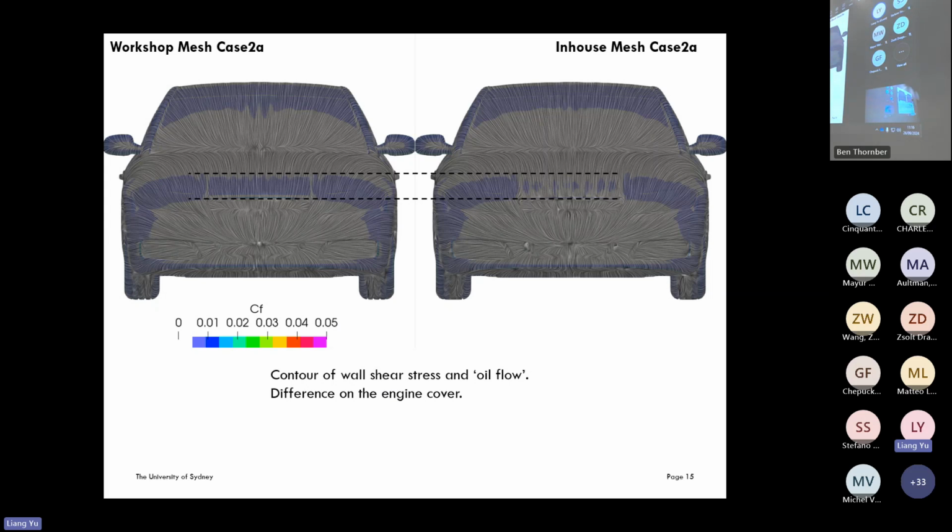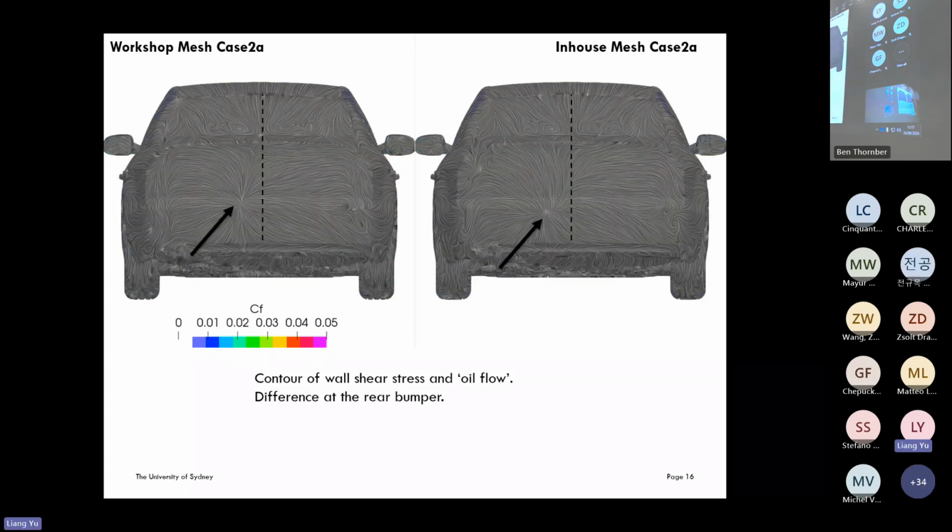And then you can see that has also created a subtle difference on the wall shear stress on the front-facing window close to the roof. Everything else looks pretty similar, and I would say it's safe to say that the shear stress distribution is fairly symmetrical on this plane. And I'll go to the next slide. This is just the rear view.